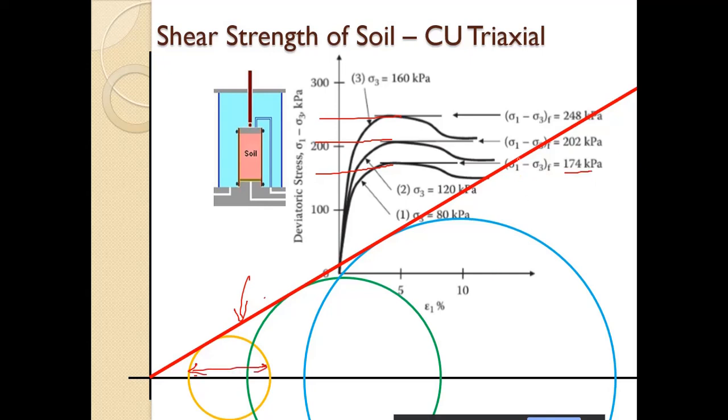Sigma 1 minus sigma 3 at failure is this one. So this is sigma 1 and this is sigma 3, and this is sigma 1 for this circle and this is sigma 3. And this is 248 kPa. So this is a drained case.